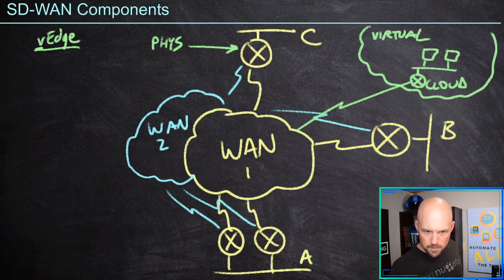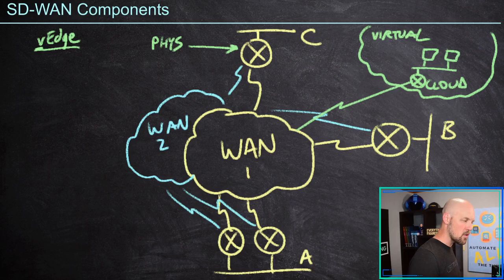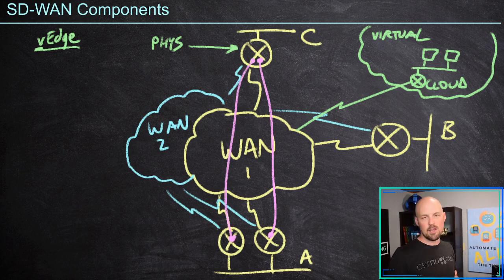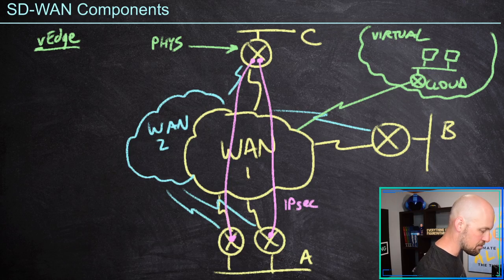So from the perspective of, again, thinking about this V-Edge, the whole purpose of today's conversation is to walk through these different components. The V-Edge can be physical and the V-Edge can be virtual. So what exactly is the V-Edge doing from that point forward? Well, what the V-Edges are doing is they are going to form IPsec tunnels. These IPsec tunnels are going to form, in a lot of cases, a full mesh of IPsec tunnels, maybe a partial mesh. But again, these are IPsec tunnels.